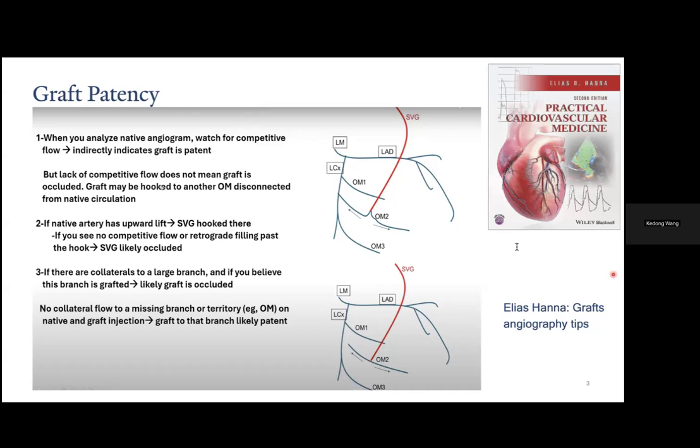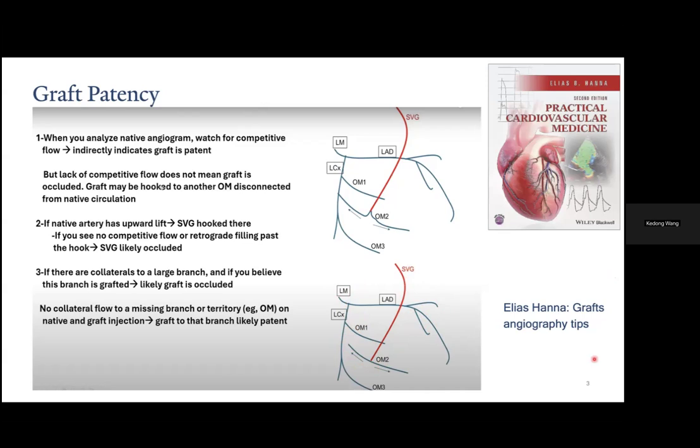One caveat is that the absence of competitive flow does not necessarily mean that the graft is occluded. So, for example, in this diagram that he used, the SVG is grafted to OM2, which is proximally occluded here. So when you shoot the native arteries, you might not necessarily see competitive flow because of occlusion in the proximal OM2, when in fact the SVG is actually patent.